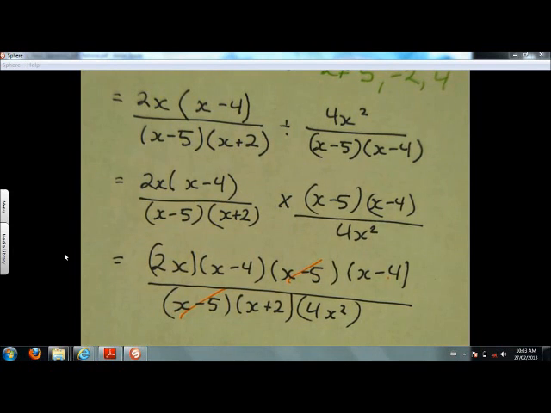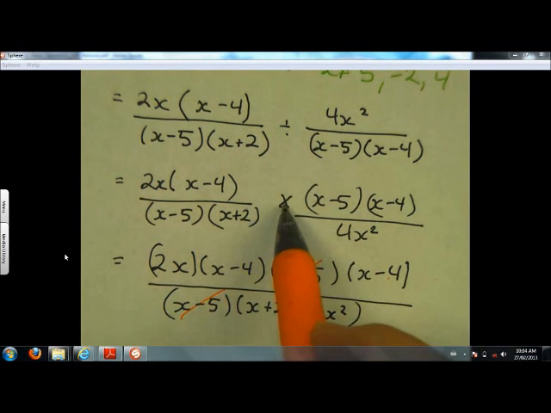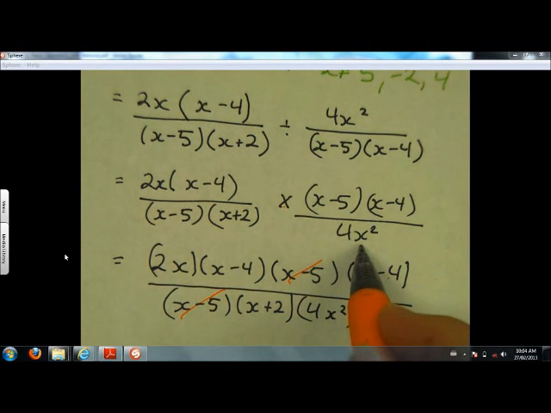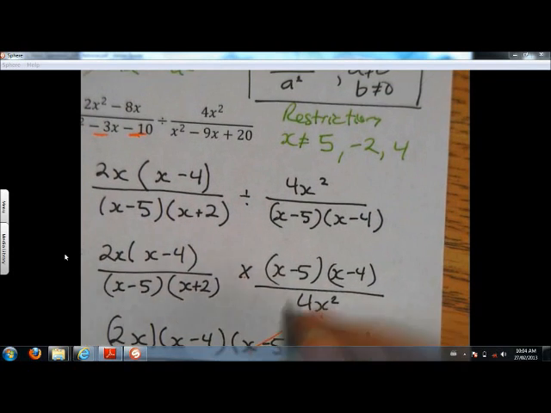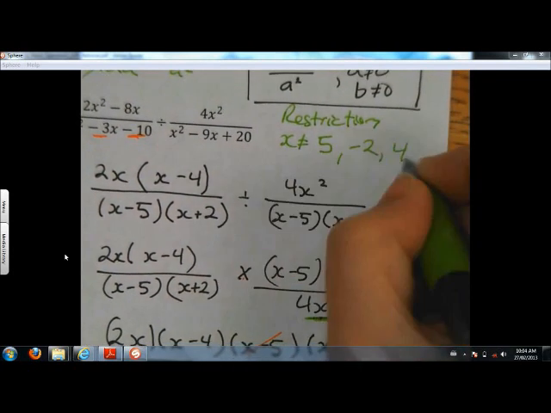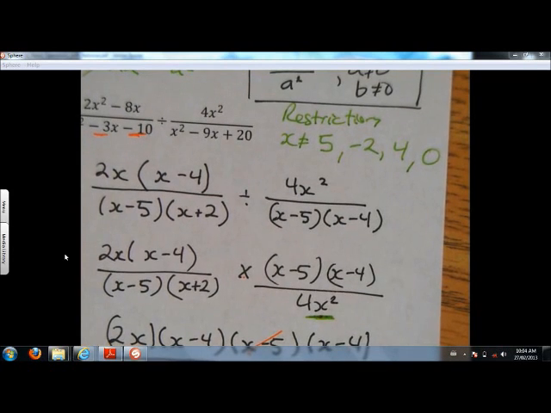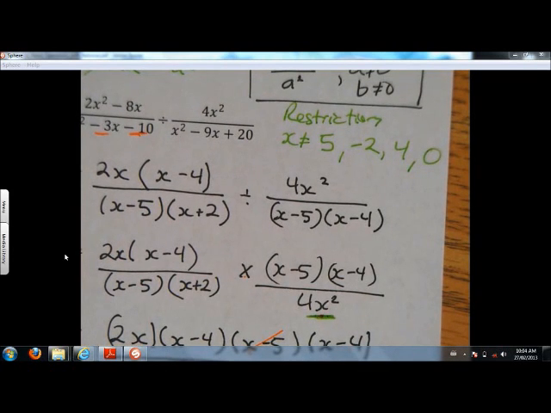I've just realized something. Once I make this flip, and I have now x on the bottom, I have a new number. That's a restriction. I have a new value of x that's not going to work. If I put x equal to 0, we're going to be dividing by 0. We're going to get undefined. So back up at my restrictions, because of this x right here, x cannot equal 0 either. 4 restrictions.